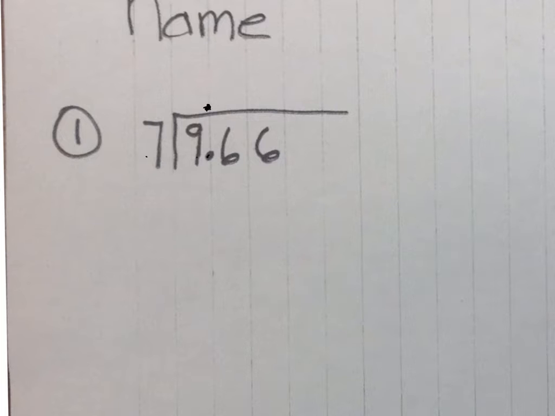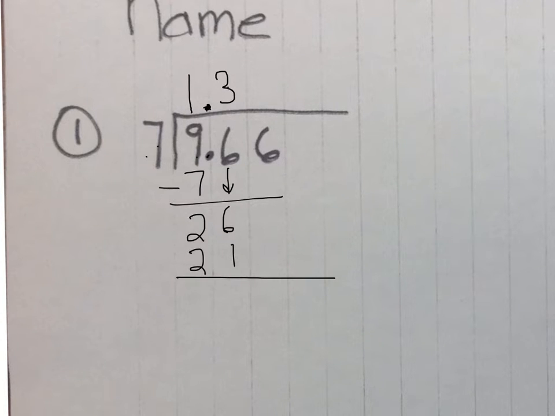How many 7s go into 9? Well, I can get 1 in there, so 1 times 7 is 7. Then I subtract that, 2. Now I'm in my next column, so I want to bring down the number. How many 7s go into 26? 3. 3 times 7 is 21, keeping everything lined up. 6 minus 1 is 5. 2 minus 2 is 0, so the 5.